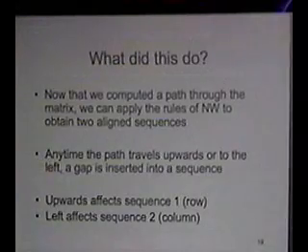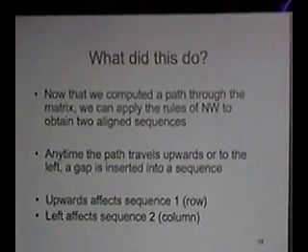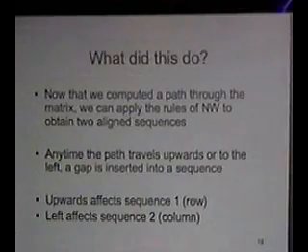So what did this do? We computed a path through the matrix, and now we can apply the rules of Needleman-Wunsch to obtain the 2 aligned sequences. Basically, here's the rule. Anytime that you traverse left on the matrix, a gap is inserted into a sequence. So when you go left, it's going to insert a gap into sequence 1 at that particular offset. If you ever go up, you're going to insert a gap at that offset in the first sequence. So here's the results of that particular alignment.